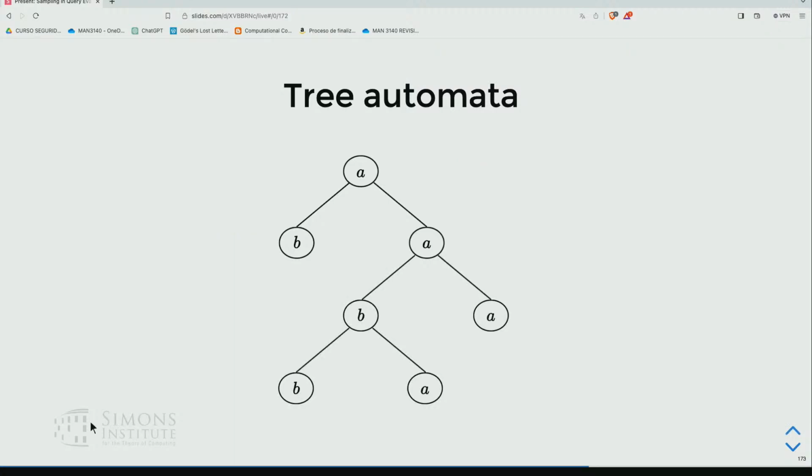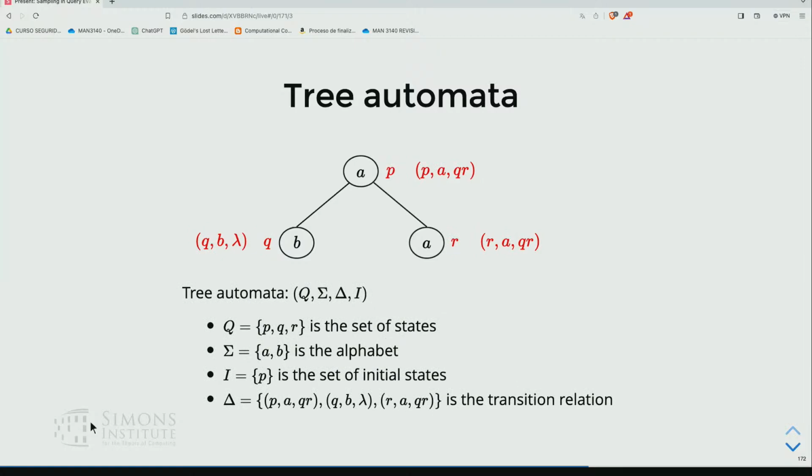Okay, so let me do one example. Everyone here knows tree automata? No. Okay, good. Great. States are uniquely labeled, so the alphabet can repeat, but the tree is uniquely labeled. You are given a tree where for each node you have a label.